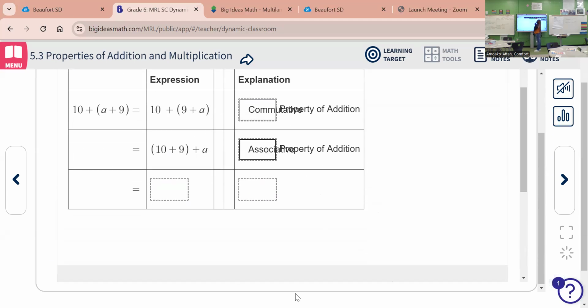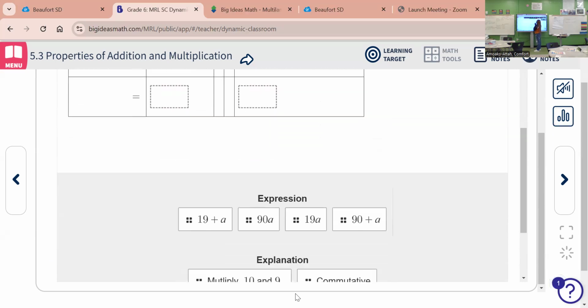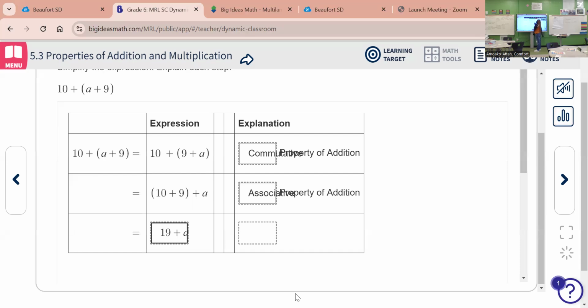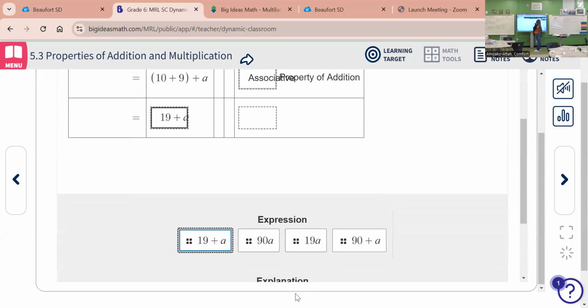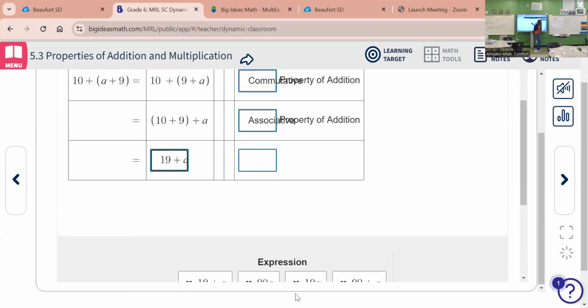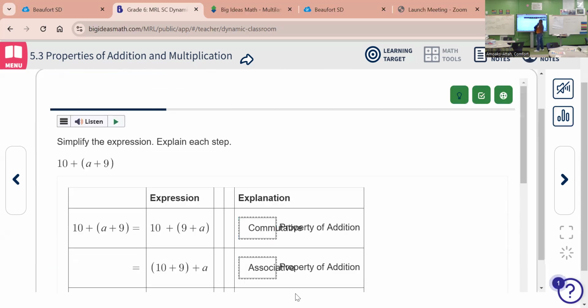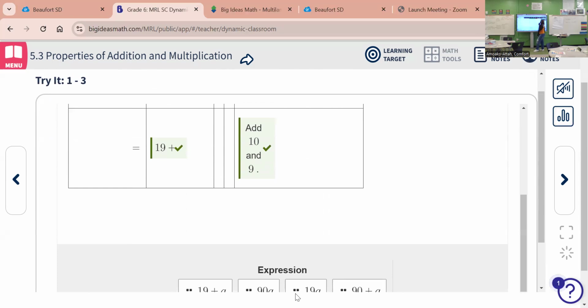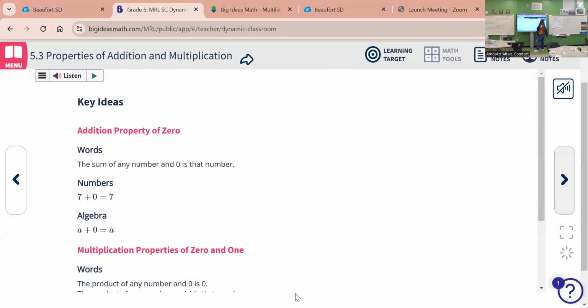Then we simplify 10 plus 9, 19 plus 8. Click on this, put the answer here. How do you explain? You just give a brief explanation of how you solve this. You added 10 to 9. So you added 10 and 9 to get your answer. Let's check out our answer here. Are you correct? Everything is correct. Good job, guys. Let's move on to the next one.